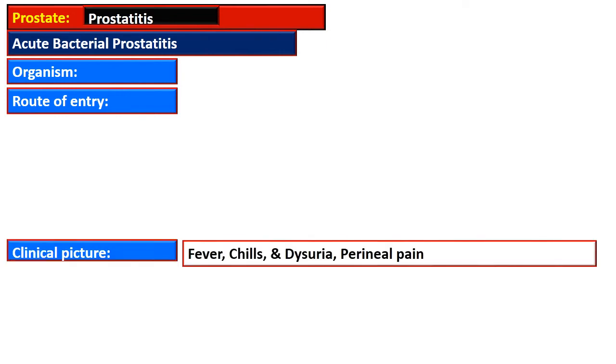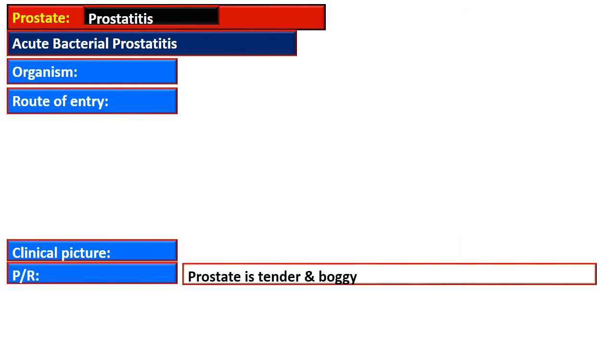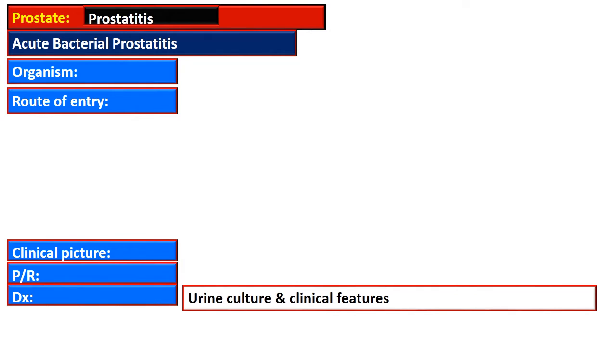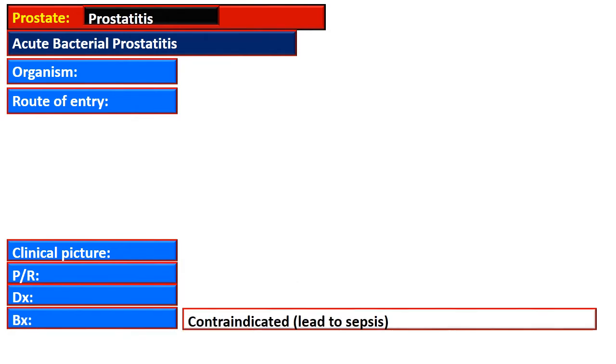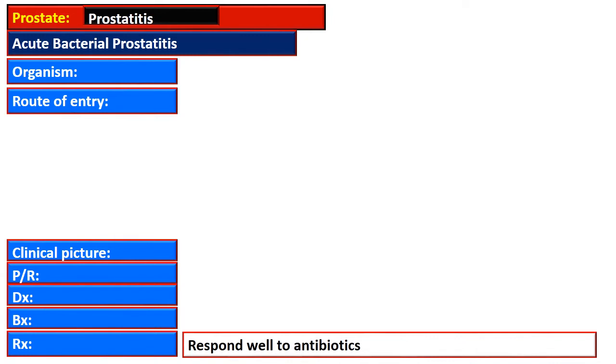Clinically, the patient presents with fever, chills, dysuria, and perineal pain, and on per rectal examination, the prostate is tender and boggy. The diagnosis is made through urine culture and clinical features, and biopsy for this condition is contraindicated as it will lead to sepsis. The entity responds well to antibiotics.